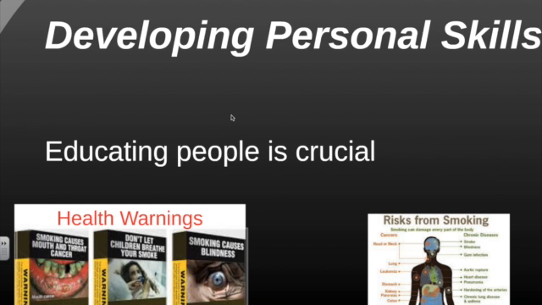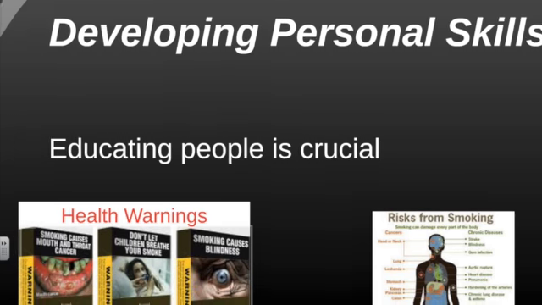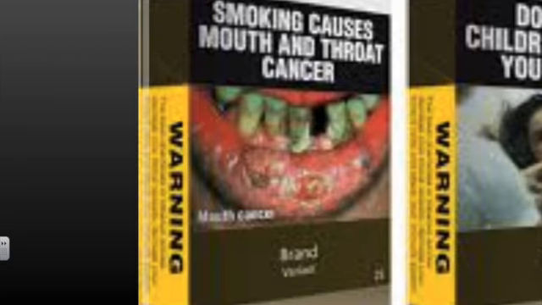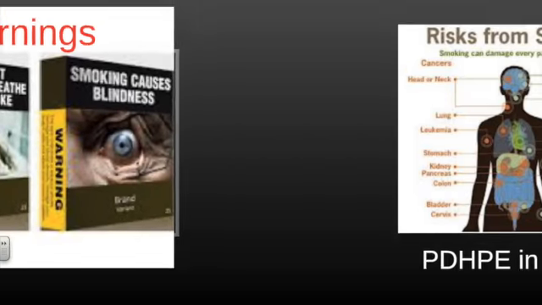So when it comes to developing personal skills, educating people is crucial. It's considered one of the most effective ways of lowering the rates of any health problem. Now, the way this is commonly done is through warning messages on the packets of actual cigarettes, and as you can see by some of these examples, they're fairly graphic. The idea behind it is educating people about the dangers of smoking.